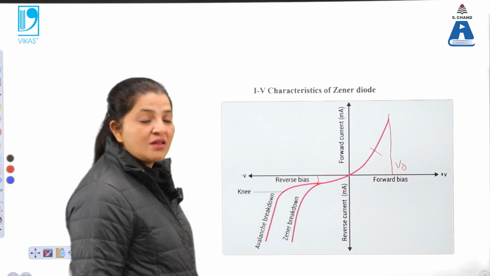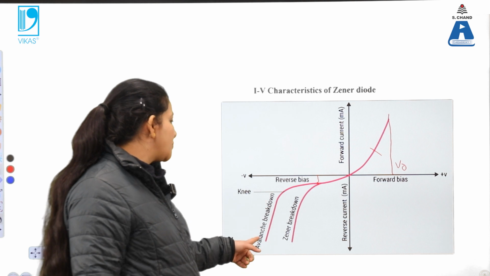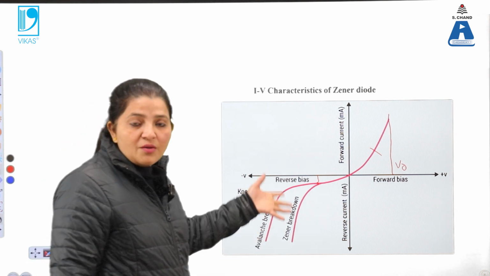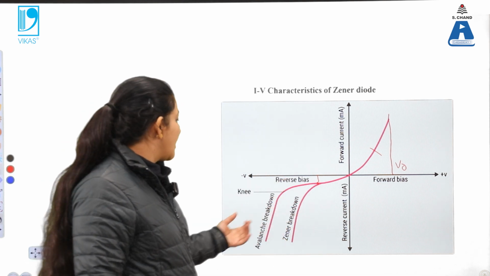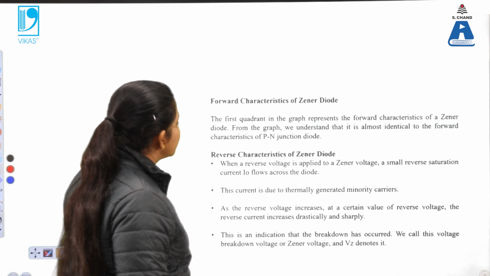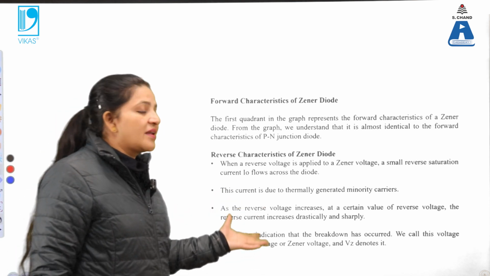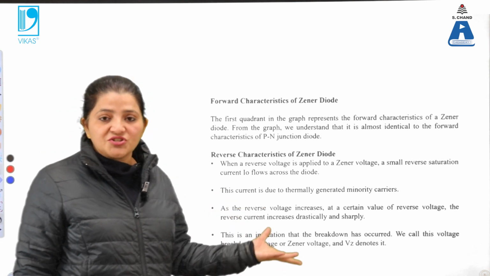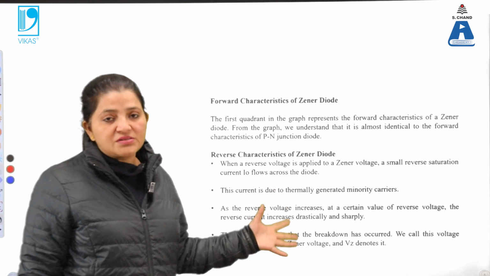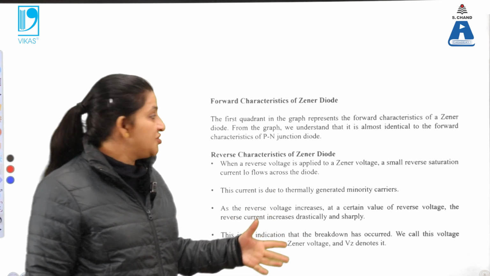So the current will be enhanced over here. This is known as the Zener breakdown, while avalanche breakdown occurs in both the p-n junction diode and the Zener diode. So these are the IV characteristics of the Zener diode. Now next is the forward characteristics of the Zener diode. The forward characteristics are the same as those of the p-n junction diode, meaning both work the same. This is the main similarity between the p-n junction diode and the Zener diode.